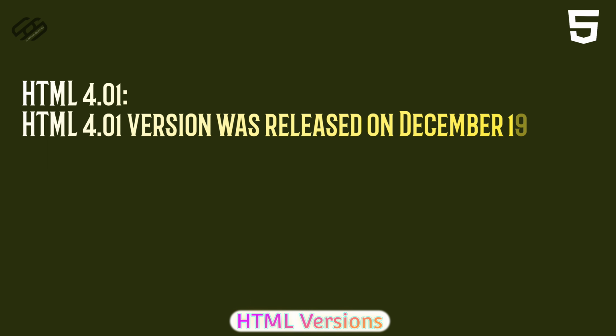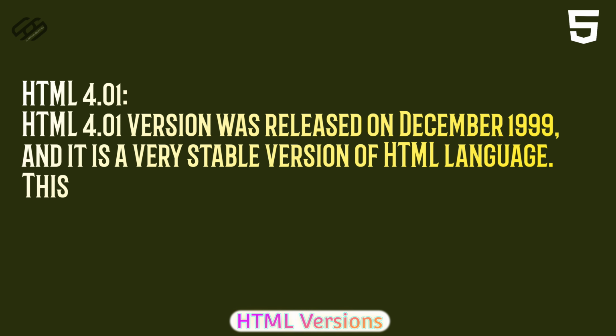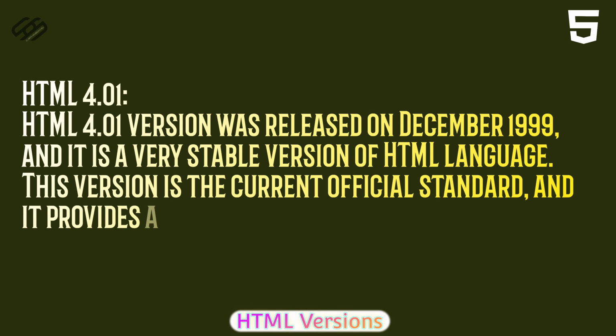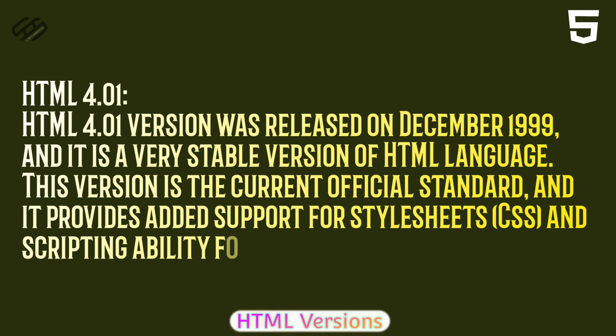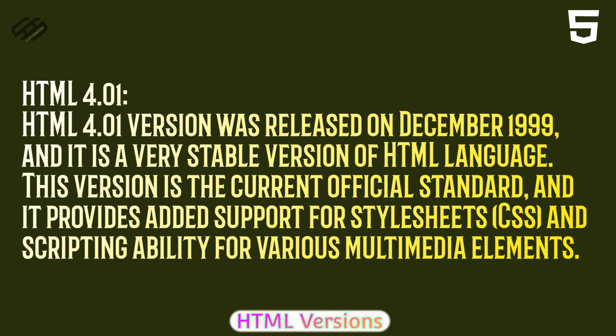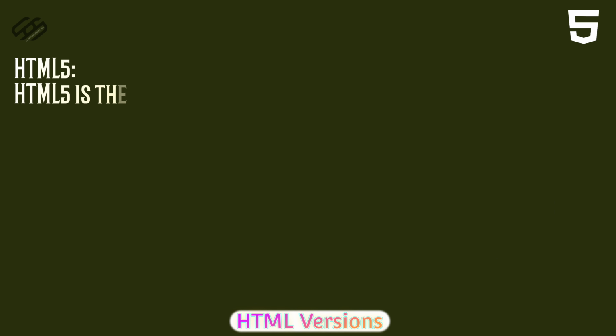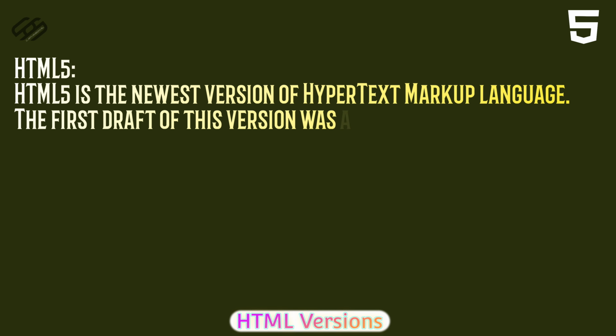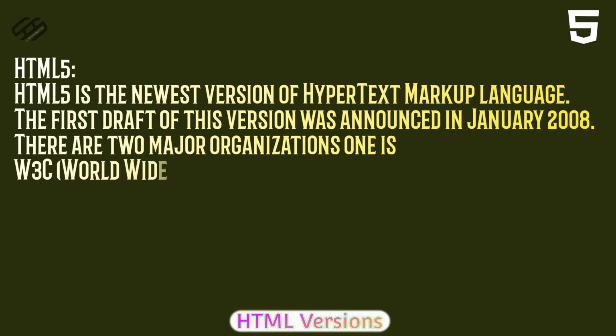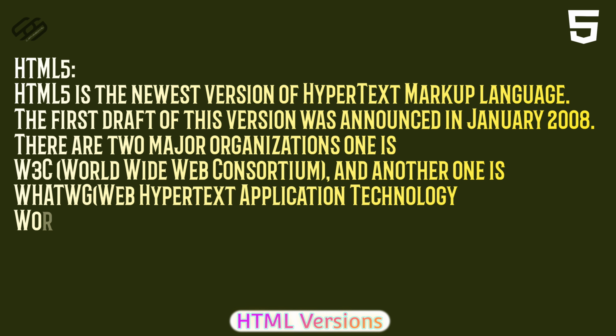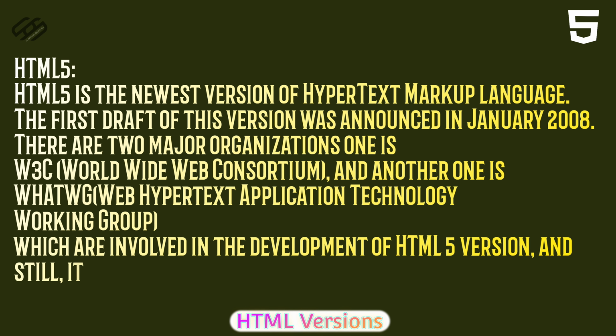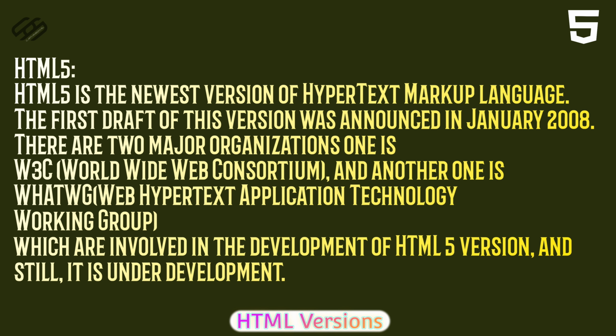HTML 4.01. The HTML 4.01 version was released in December 1999, and it is a very stable version of the HTML language. This version is the current official standard, and it provides added support for stylesheets, CSS, and scripting ability for various multimedia elements. HTML5. HTML5 is the newest version of hypertext markup language. The first draft of this version was announced in January 2008.